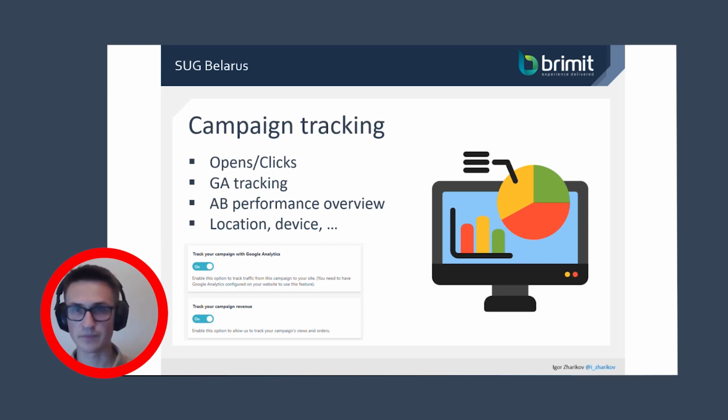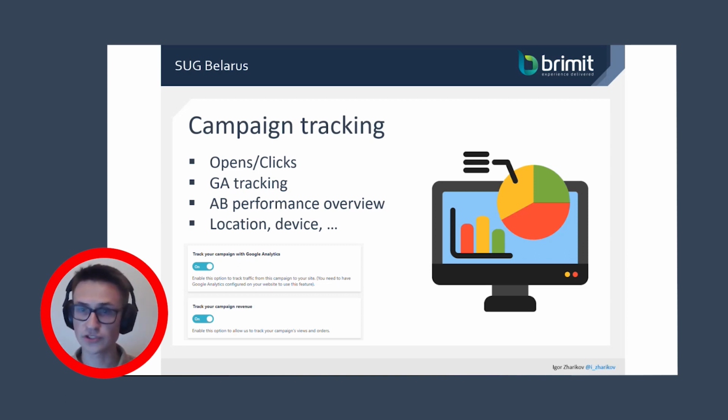And for A/B testing campaigns, we have some A/B specific statistics like A/B winner, split settings, and so on. Also, you can observe statistics of your recipients by location, device, email clients, and so on.